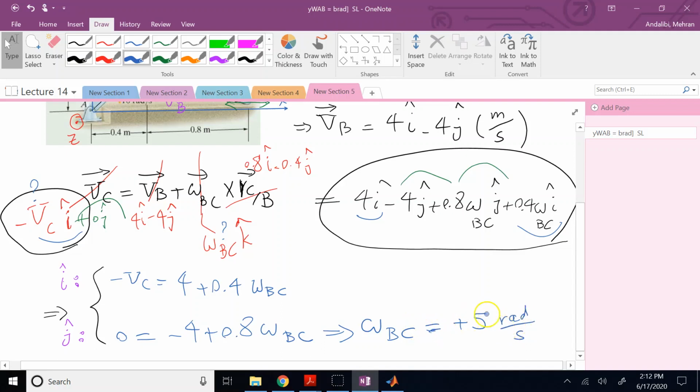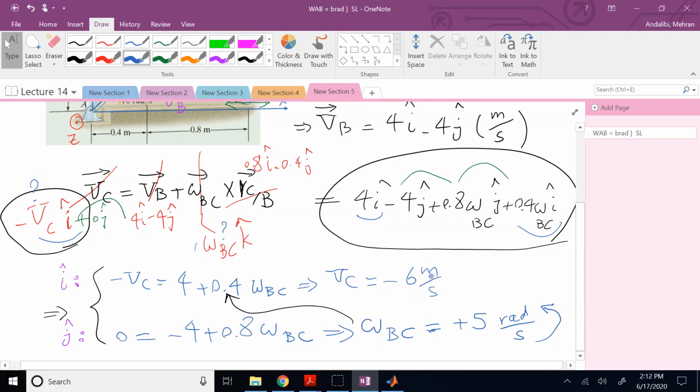Positive means what? Look, I assumed it to be positive, and it turned out to be positive. So my initial direction that I considered positive means counterclockwise. The direction that I considered counterclockwise was actually correct. Fine. Now I plug this back into the top equation, and I solve for VC. You're going to get 2 plus 4, 6, but there is a negative. You're going to get negative 6 meters per second.